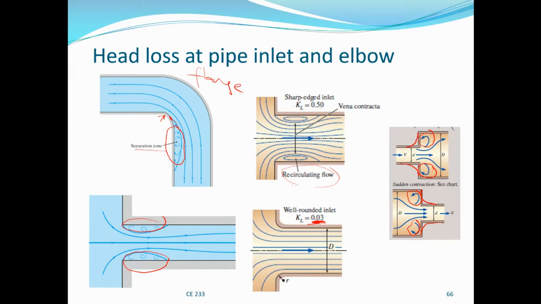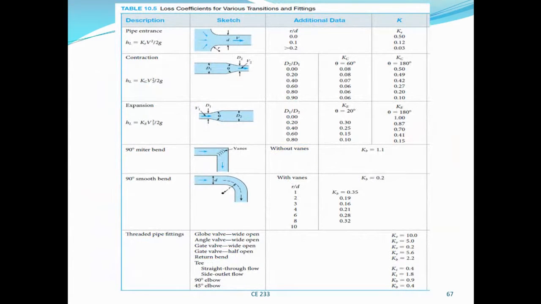This is 0.5, this is 0.05, 0.03. Okay, and that is because of this. It is not a sharp edge inlet, it is a well-rounded inlet. Similar to this one, if you can have it well-rounded, then it will be better. The energy loss will reduce. Is it clear? And you have a table which has the minor loss coefficients depending on the different cases.